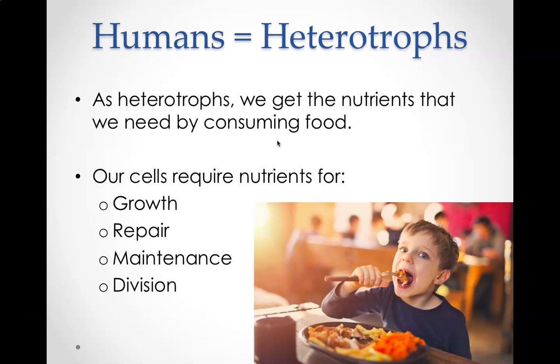Here's a little callback to grade 9 science. If you remember this word, heterotrophs, it means that you need to obtain your nutrients by consuming food. And so humans fall under this category. We are not like plants. We're not autotrophs. We can't make our own food through photosynthesis. We need to eat. And so we need nutrients for growth, repair if we have damage to any cells in our body, for just body maintenance in general, and for cell division. So nutrients are super important for our bodies to be able to function properly in the way that they need to be.